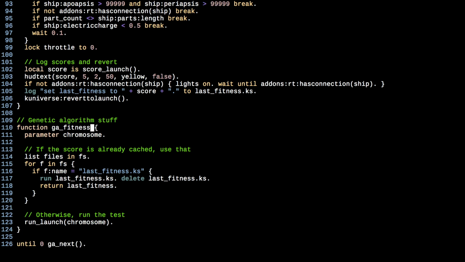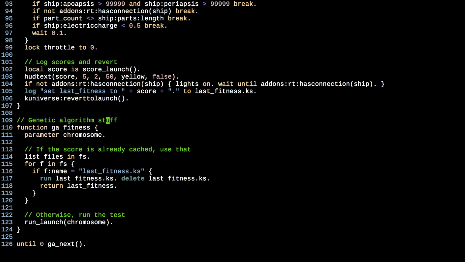We've got a function called GA-fitness, which the genetic algorithm library expects to be defined. It takes in a chromosome, and then we say, all right, if there's a file called lastfitness, then I'm going to presume I already ran that. So I'm going to go ahead and run lastfitness and then delete it, and then I'm just going to return the value from that.